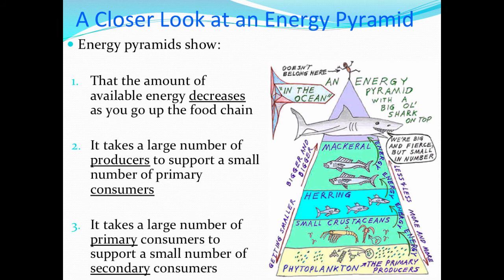So, a closer look at an energy pyramid. They show the amount of energy, and it decreases as you go up a food chain, which is why it gets smaller. It takes a large number of producers to support a very small number of primary consumers. And it takes a large number of primary consumers to support a small number of secondary consumers. That is why the pyramid is the best shape that we could ever use for energy and mass.